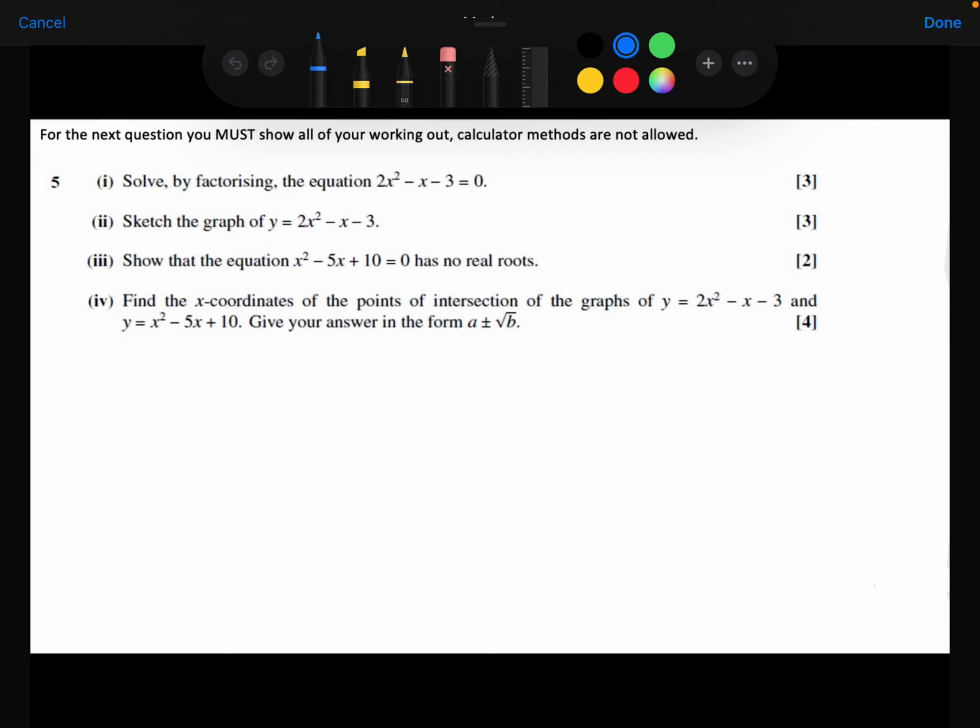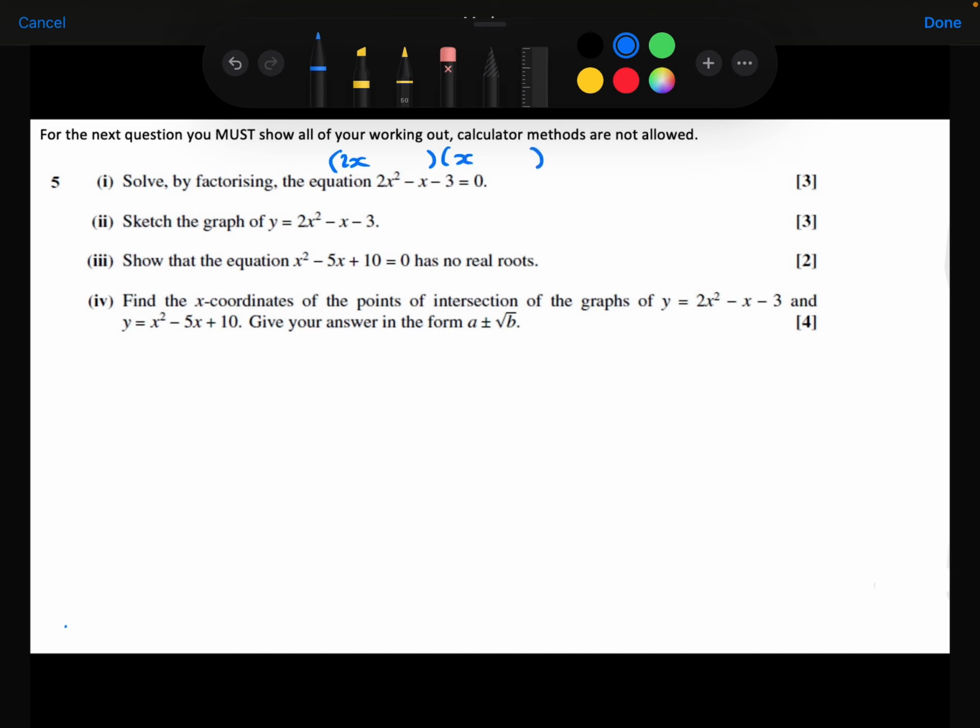For this question, you must show all of your working out and calculator methods are not allowed. So 5a(i), solve by factorising the equation 2x squared minus x minus 3 equals 0. So let's factorise. We're going to have a 2x times an x to get the 2x squared.